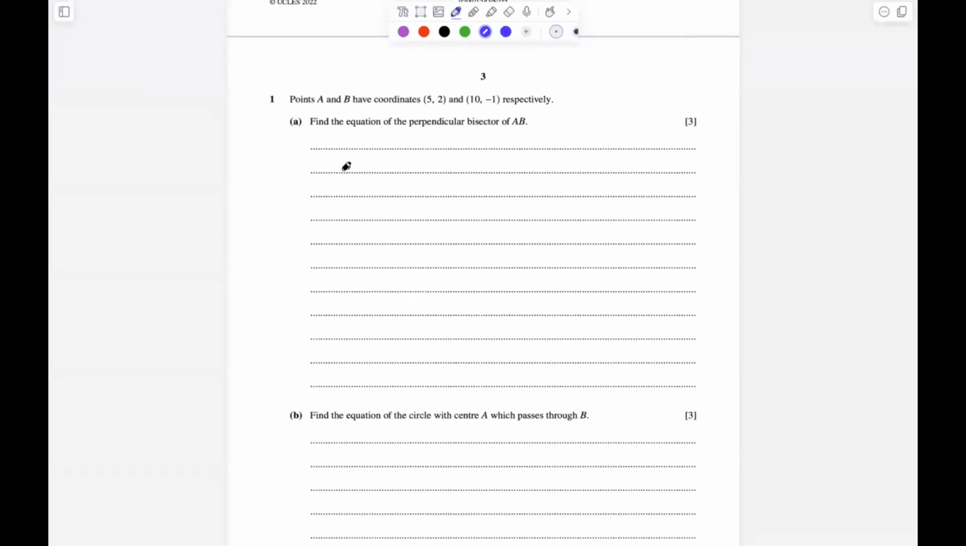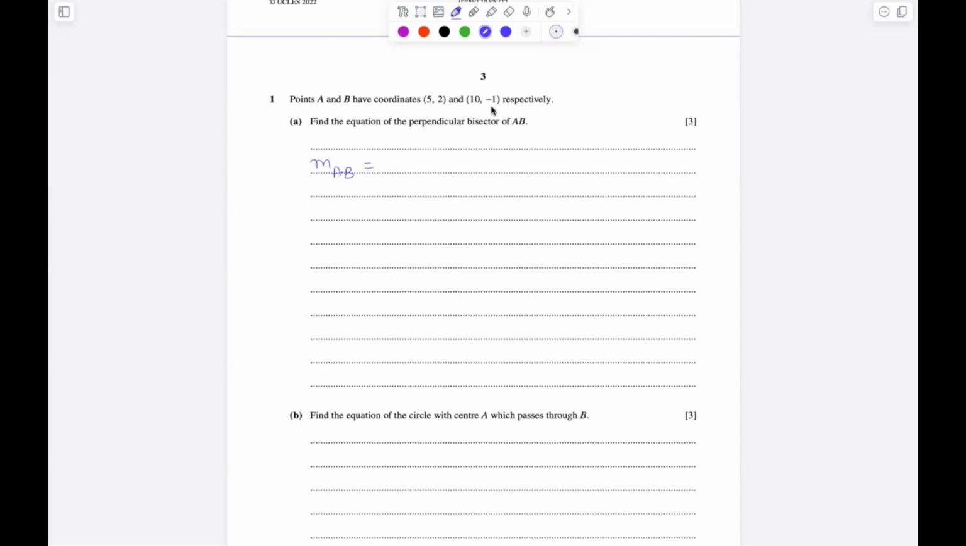In question 1, points A and B have coordinates (5, 2) and (10, -1) respectively. In part A, we have to find the equation of the perpendicular bisector of AB. Now, to find the perpendicular bisector, in the first step, we'll have to find the gradient of AB.